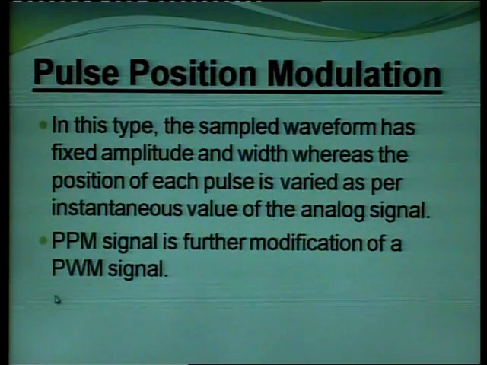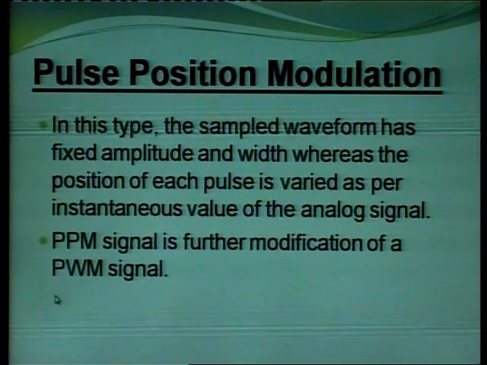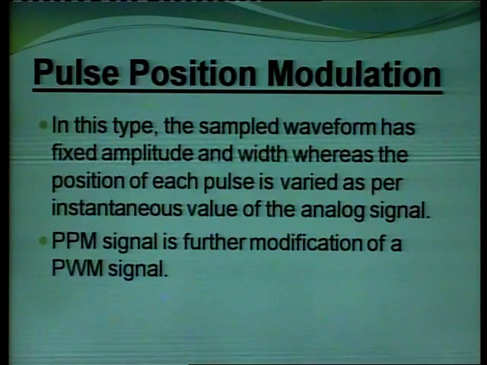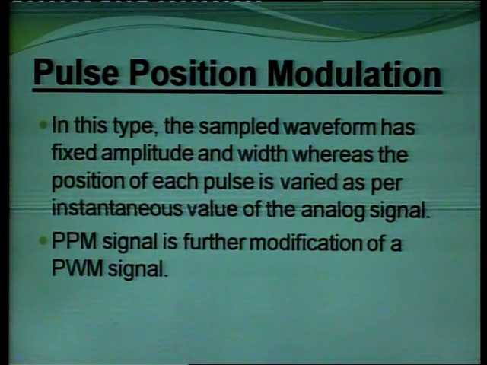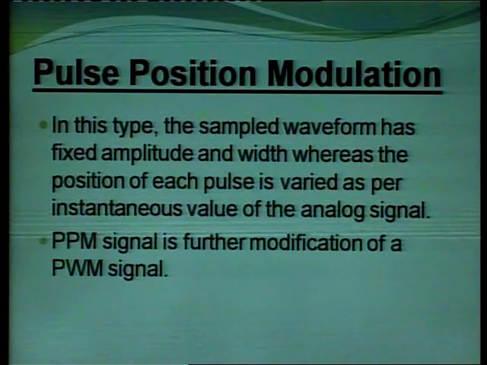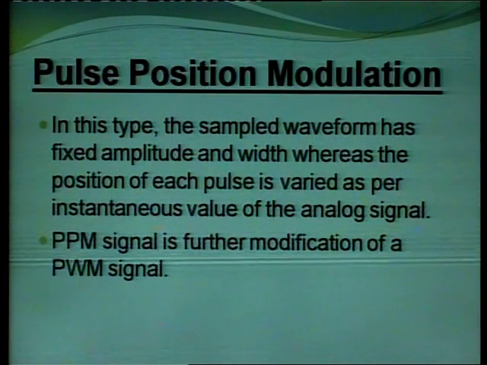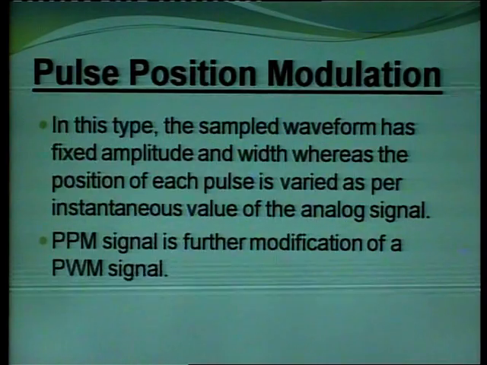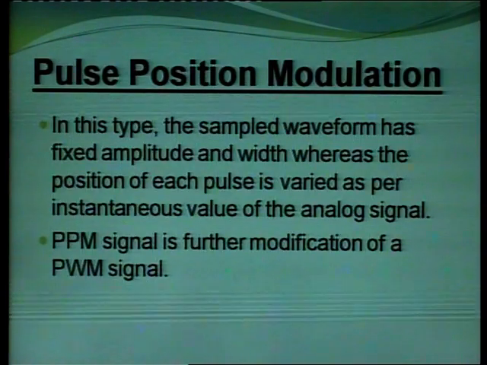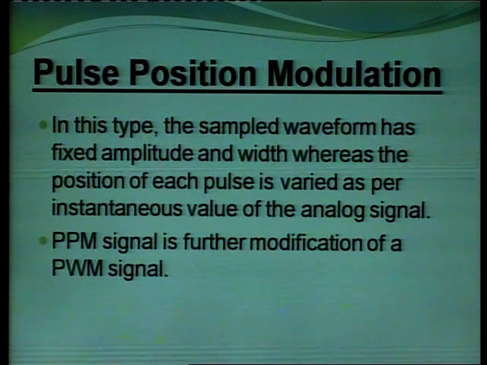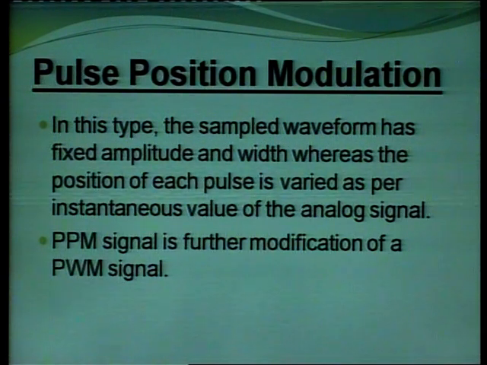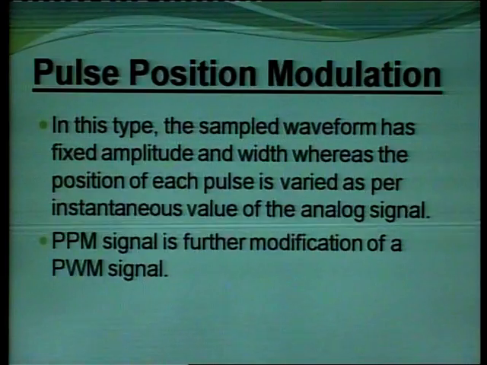Third type of pulse modulation is pulse position modulation. In this type, the sampled waveform that we get has fixed amplitude, and its width also remains fixed, whereas the position of each pulse is varied as per the instantaneous value of the modulating signal.